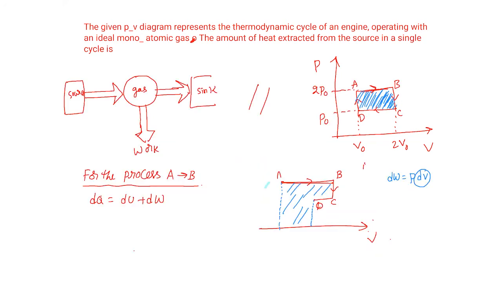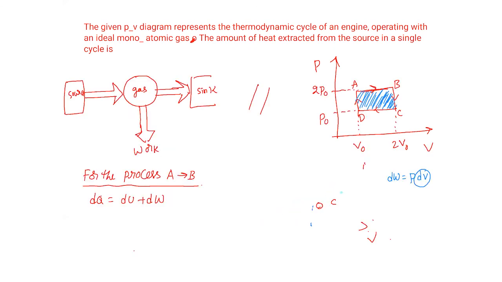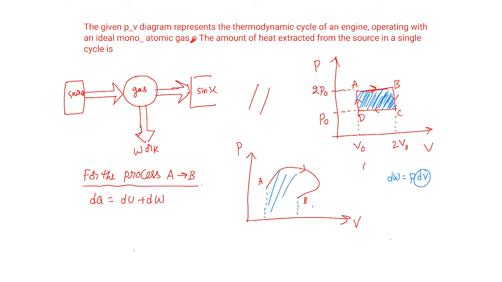Now, someone is asking, what if it is an open curve? Even for an open curve you have to do the same thing. See, this is P, this is V. It's an open curve like this. This is a process. What is the initial point? This is the initial point. This is the final point. Draw a perpendicular line from the initial point, and draw a perpendicular line from the final point. That's it. The entire area, this entire area. Understood, children?